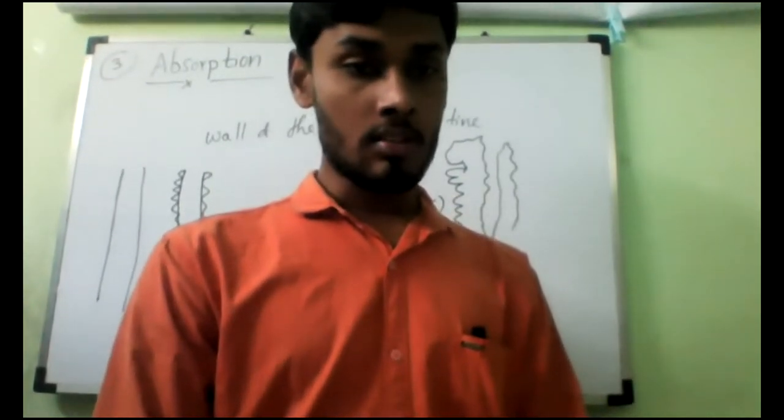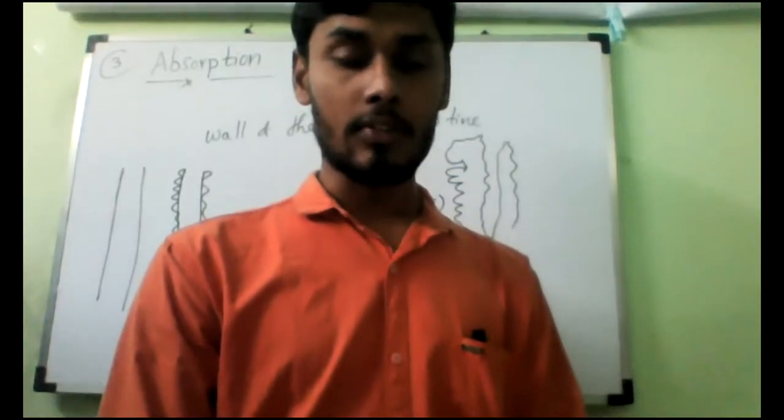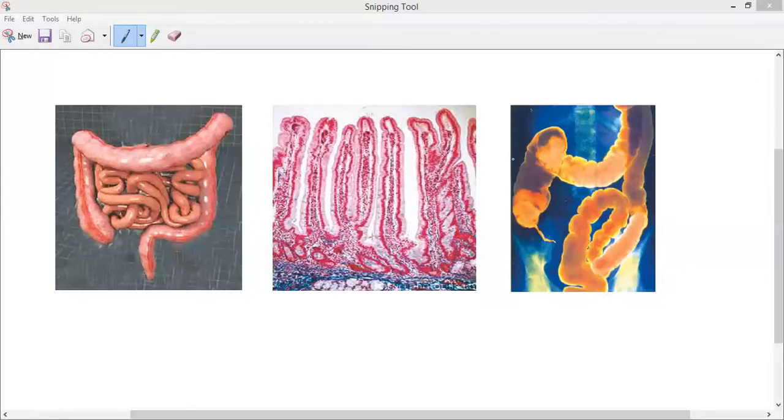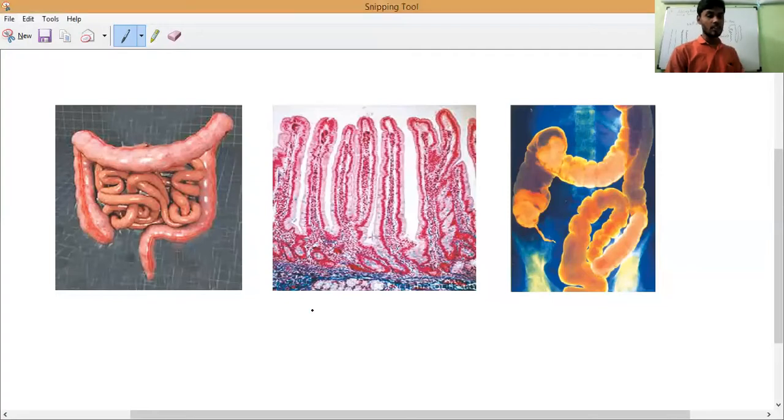So if you observe, these are the real pictures of three things. Can you see? Yes, sir. What is the first picture? Small and large intestine. Inside you are seeing a tube which is rotating like a coil, randomly. Is it yes or no? That is called the small intestine.